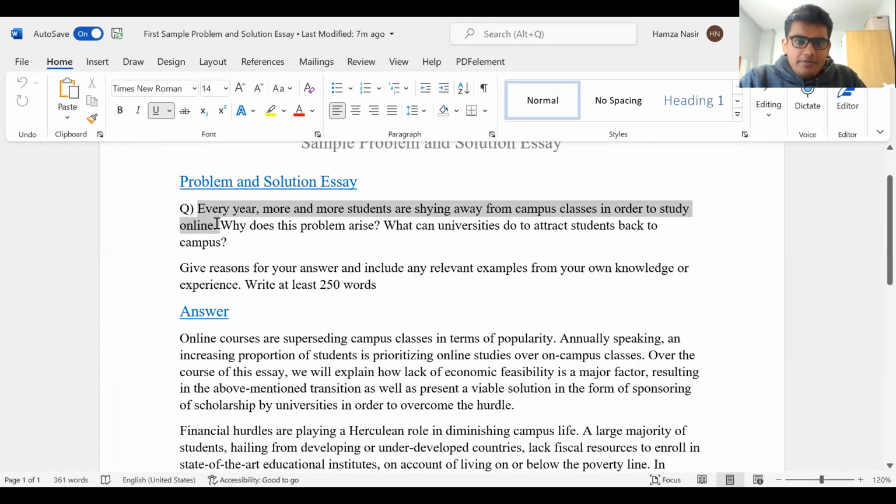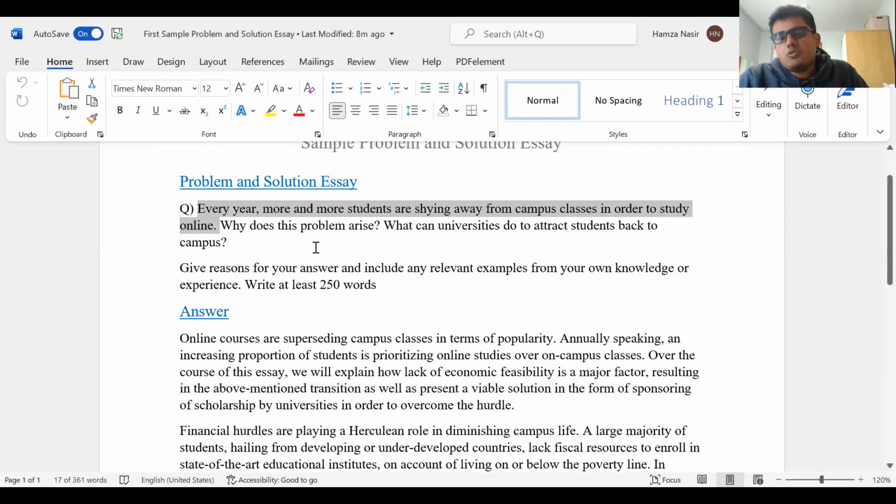The topic: every year, more and more students are shying away from campus classes in order to study online. So in recent times, right, especially in the aftermath of COVID, owing to the circumstances that were exacerbated by the advent of coronavirus, you've seen a greater trend of online classes all over the world, be it back in Pakistan, UK, US, Australia, different countries, right? And you see the phenomenon of campus classes is receding, it's diminishing, its popularity level is going down, right? Now, more and more students are going for online classes.